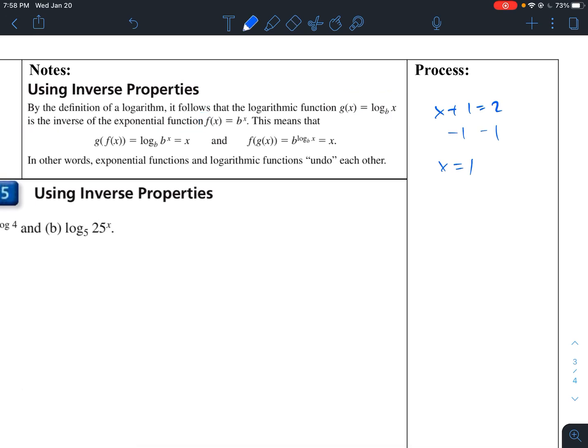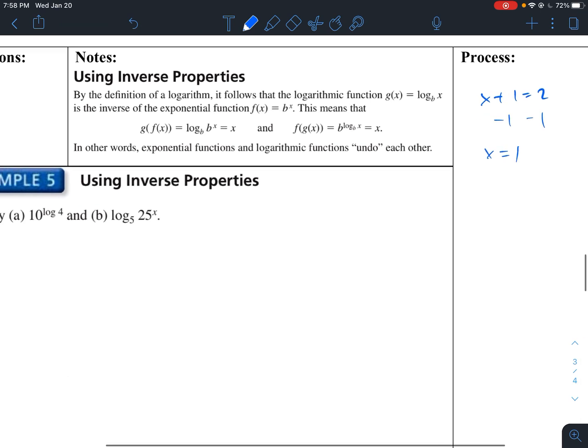So g of f of x and f of g of x, right? Those are compositions. So again, if g of x and f of x are equal to log base b of x and b to the x respectively, well, if you compose them together, you're going to get x, which is what we talked about last time as the definition of an inverse function.